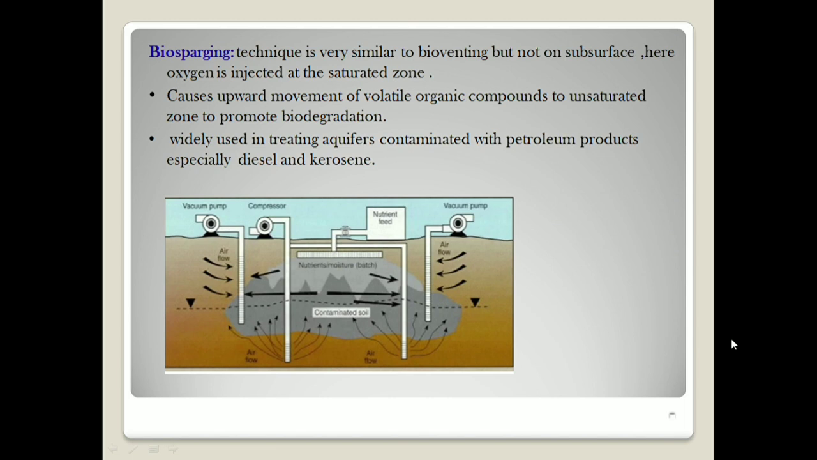Biosparging. It is a technique very similar to bioventing, but here the injection of air into the soil is not done on the subsurface. Instead, the injection of air or oxygen into the soil is done at the saturated zone, which causes upward movement of volatile organic compounds to the unsaturated zone. This results in bioremediation. The biosparging technique is widely used in treating aquifers contaminated with petroleum products, especially diesel and kerosene products.